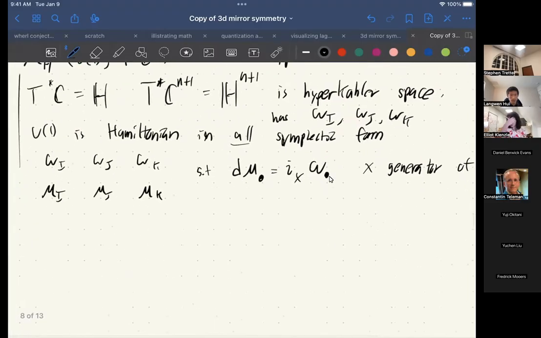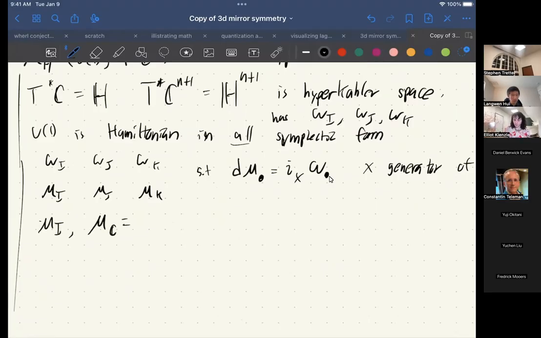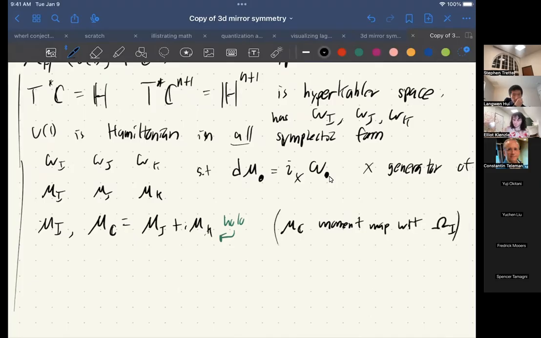Great. Now we're going to organize these a little bit differently, relative to the holomorphic symplectic structure we fixed at the beginning. So we will define mu I and mu C, which is a holomorphic function, which is mu J plus i mu K. That's a holomorphic thing. You should think about mu C as the moment map with respect to this holomorphic symplectic form omega C, okay?